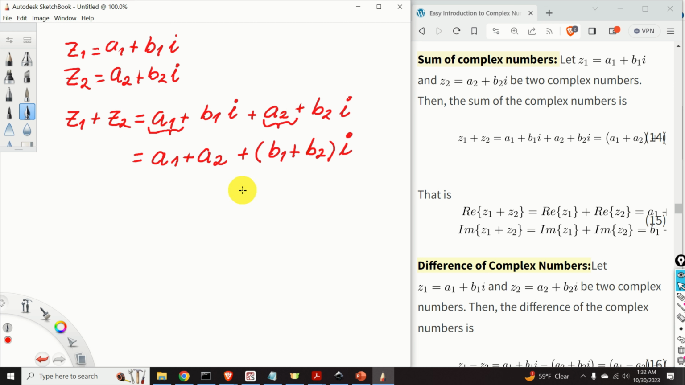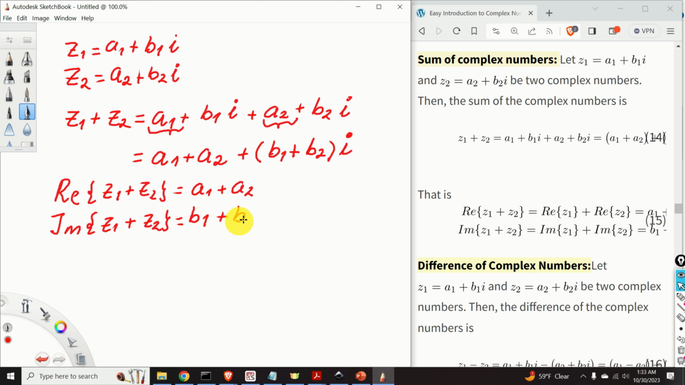So what did we conclude over here? We concluded the following. The sum of two complex numbers is obtained by summing their real parts and by summing their imaginary parts separately. Consequently, the real part of the number z1 plus z2 is equal to a1 plus a2, and the imaginary part of z1 plus z2 is equal to b1 plus b2.